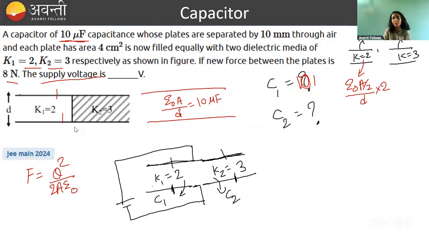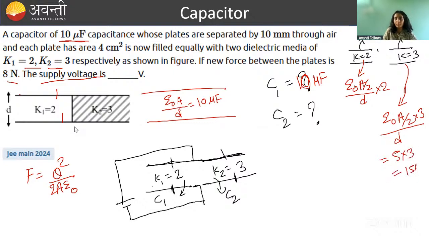C1 का वैल्यू we will get as 10 microfarad. ठीक है. What will be the value of C2? Similarly, C2 को आप निकालो. So this is also epsilon naught A by 2 divided by D into 3. So epsilon naught A by 2D किसके बराबर होगा? 10 by 2 के बराबर, that is 5. 5 into 3, that is 15 microfarad.